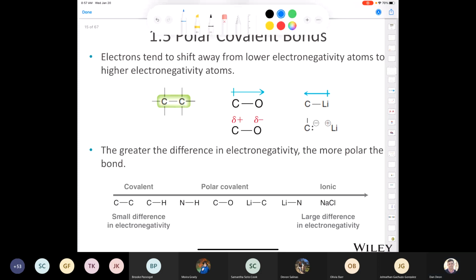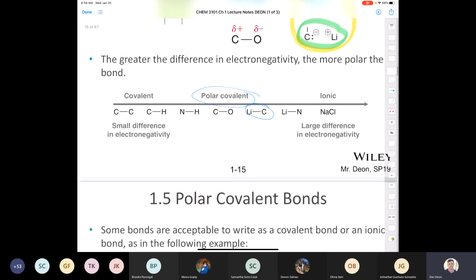If you look at this bond here between carbon and lithium, is there a difference in electronegativity between carbon and lithium? Yeah, and it's actually 1.5. The delta EN here is equal to 1.5. So that would be classified as a polar covalent bond. And then you're like, okay, well, if it's polar covalent, where do you get off writing the carbon with a negative charge and the lithium with a positive charge? Well, the answer is, pay no attention to the man behind the curtain, right?